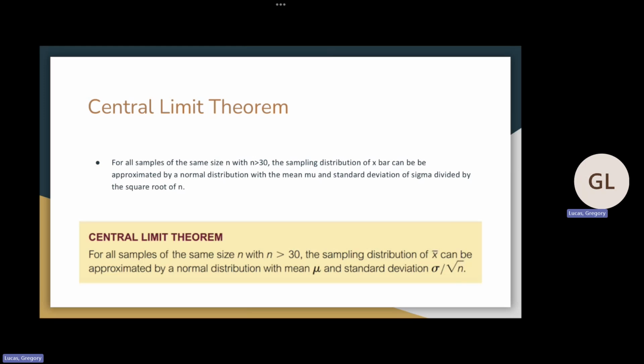So I wrote it in words and then I wrote it with the symbols below. But what we're saying here is if we have a big enough sample size, so if our sample is above 30, we can compute the sample mean. Remember, sample mean is x bar, and it can be approximated using our normal distribution. So this is really big because what it allows us to do is as long as our sample is big enough, we can assume that it can be approximated by a normal distribution, and then we can solve it like we were doing before.